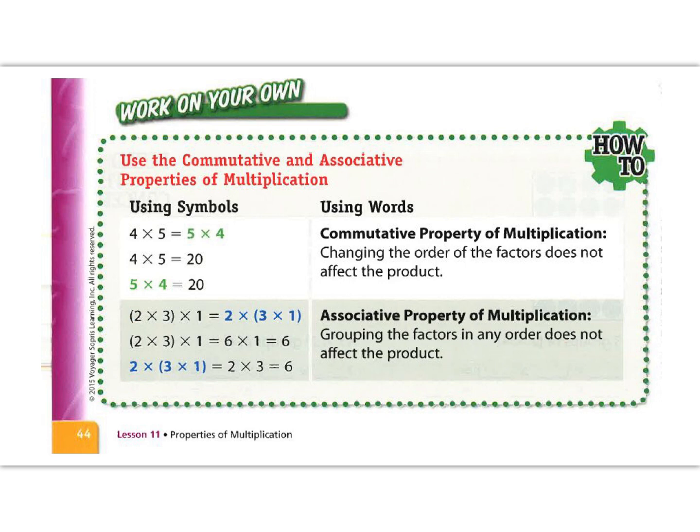So here we have 2 times 3 in parentheses times 1 is the same as or equal to 2 times, and then in parentheses 3 times 1. So you can see 2 times 3 times 1 equals 6 times 1 equals 6, or the other way, in parentheses first, so then you would do 2 times 3 equals 6. Same answer.